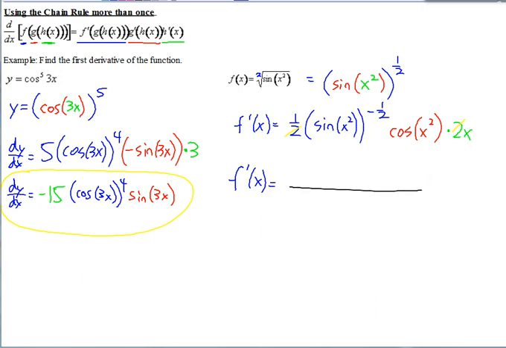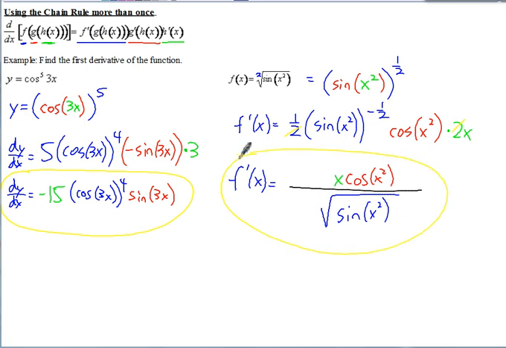And then we can move this to the denominator and put it in radical form. So if we move it to the denominator and put it in radical form, it would be the square root of the sine of x squared. Moving to the denominator gets rid of the negative exponent, and the 1/2 is the same as the square root. And then all that's left on the numerator is this x times the cosine of x squared. So that would be your derivative.